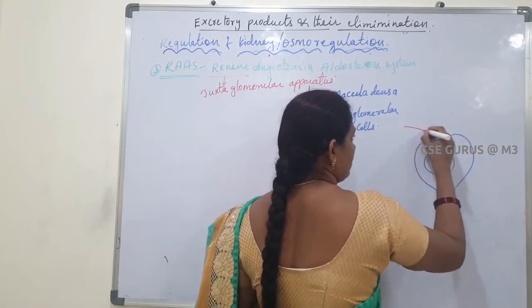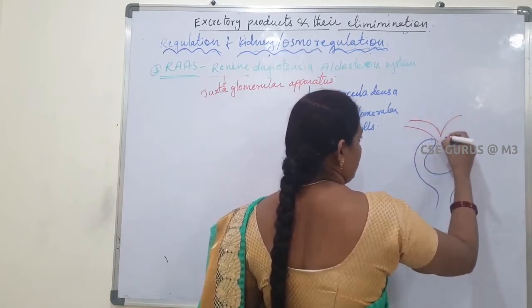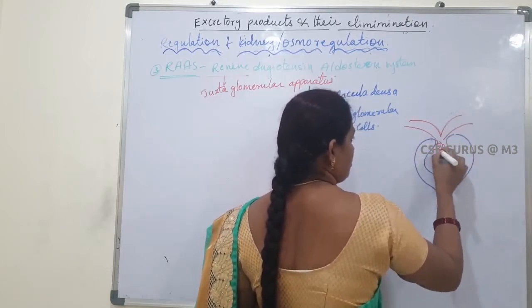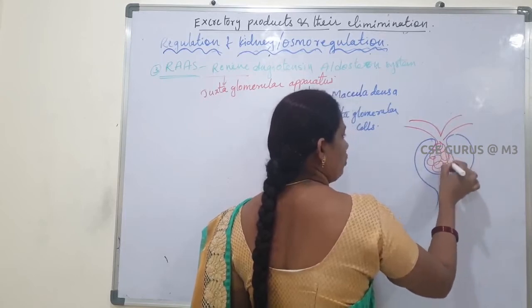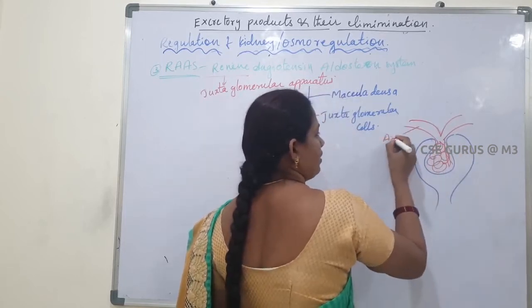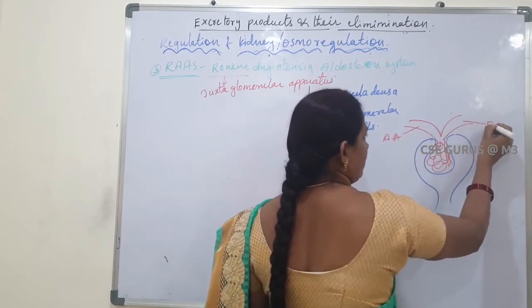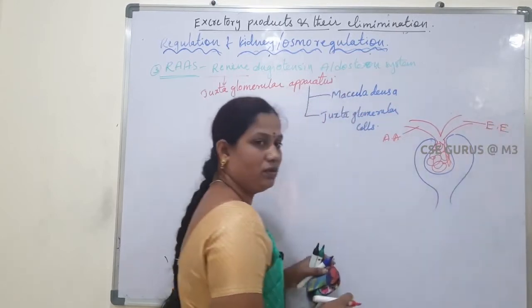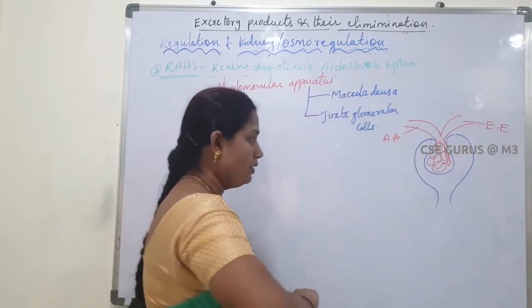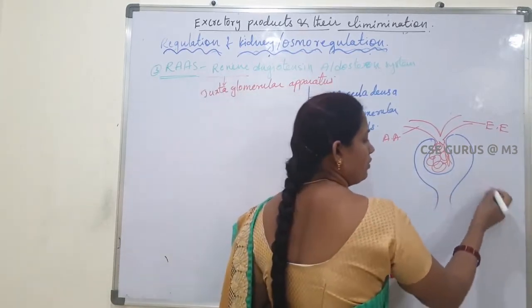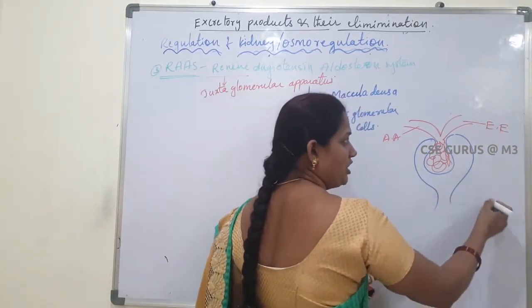Next, this one is the efferent arteriole. It divides into many branches. This is called the glomerulus. This is the efferent arteriole. Okay. Next, the proximal convoluted tubule, the loop of Henle, and the DCT.